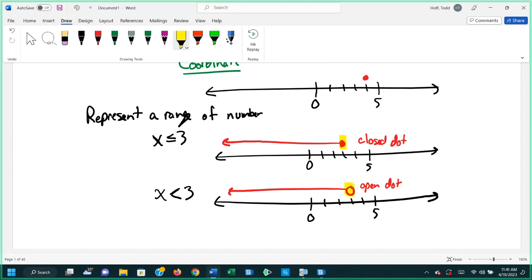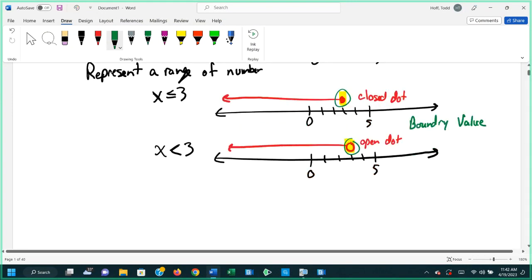That 3 is what is referred to as a boundary value. So it's on the boundary between what's accepted and what isn't. And of course, the closed dot, this one here, means that it is included. The boundary value is included in what's accepted. And this one, the open dot, is saying that it's not included in the acceptable value. Outside of number lines, we could use interval notation to represent things.